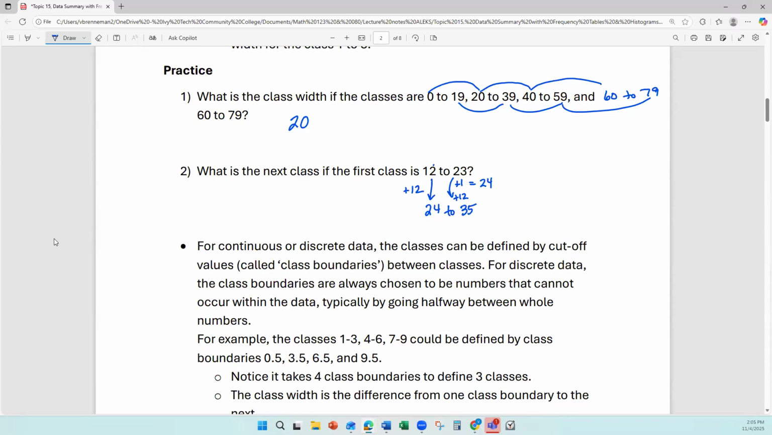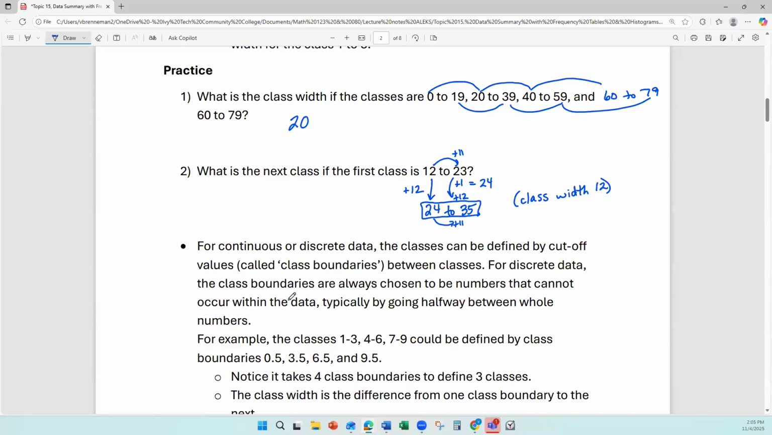Or you could look at that to get from 12 to 23 is plus 11. So to get from the 24 to 35 is plus 11. But the class width is 12, not 11. So that may be important to notice. So 24 to 35 would be the next class there.